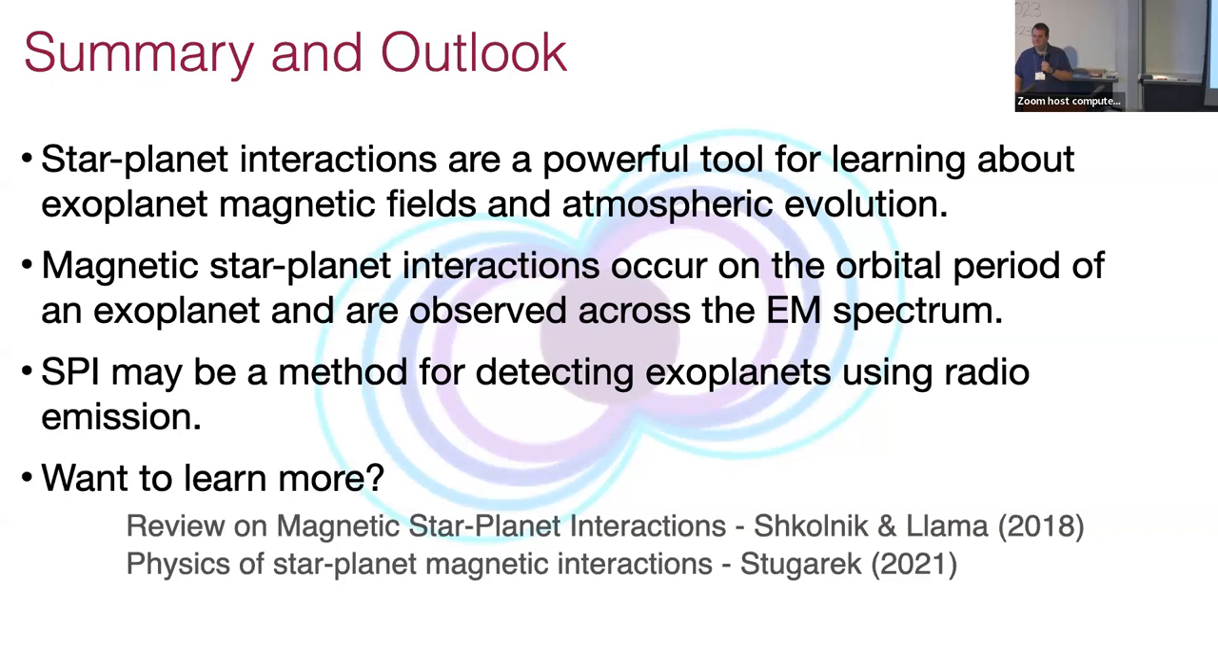Yes, so we have a question asking, how do you estimate the planet's magnetic field strength? Yeah, there are a few ways we can do it. Using the chromospheric activity, there are some empirical models we can use. The radio emission directly ties to the magnetic field strength of the planet. So we have a couple of different ways we can do that.